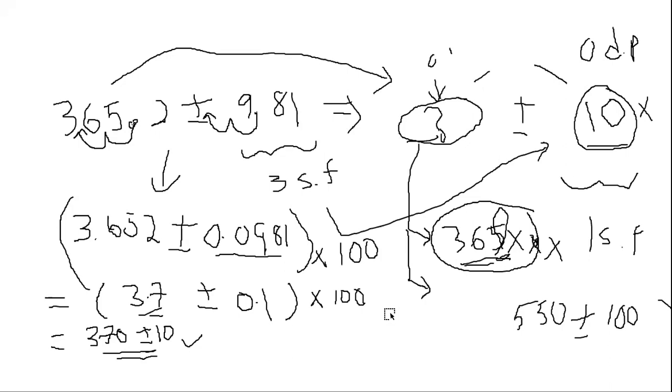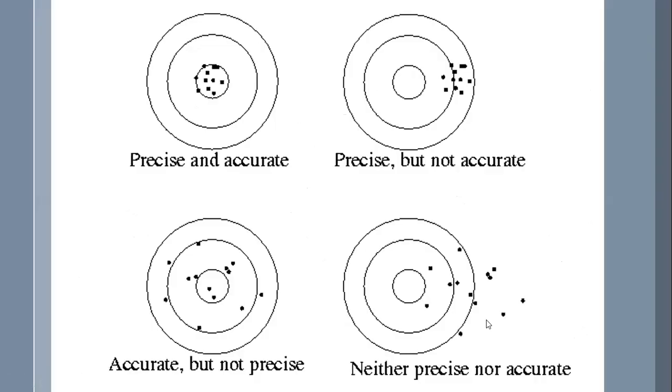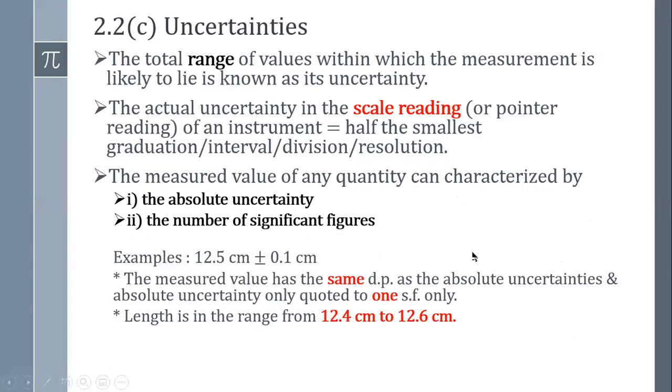Anyone? This is very important. We're going to use this. Okay, so that's the rule. Go back. So 2.5, 0.1, the measured value has the same decimal place, must be one significant figure.